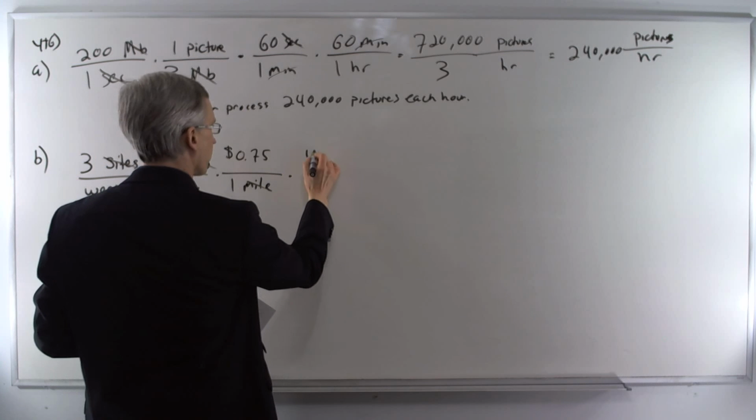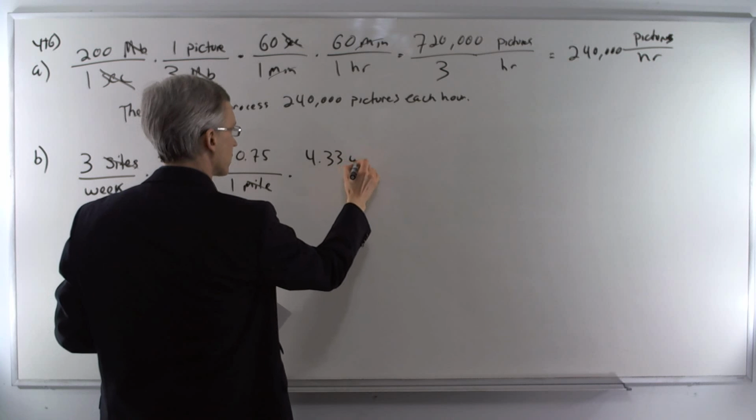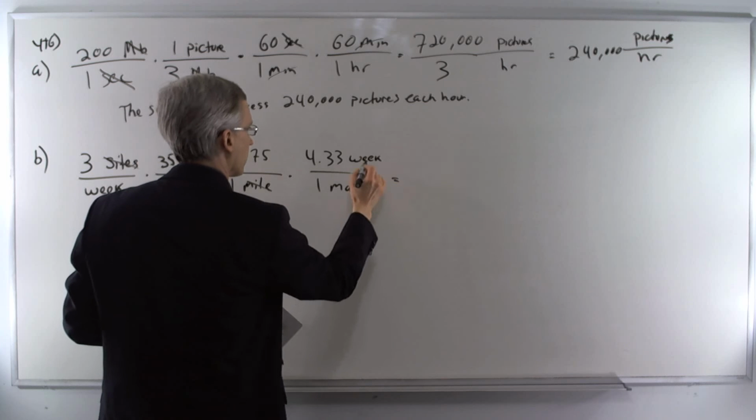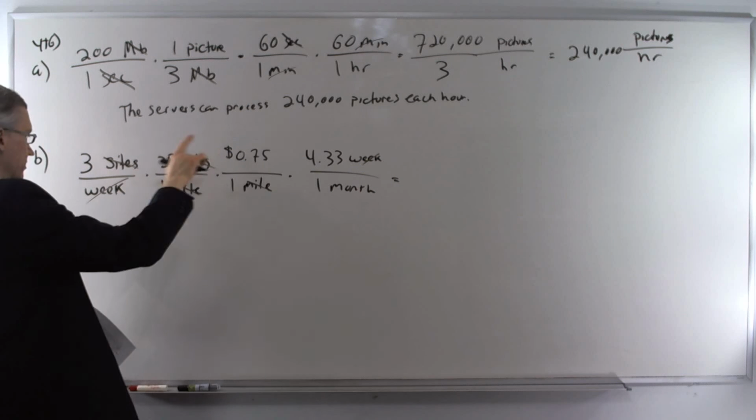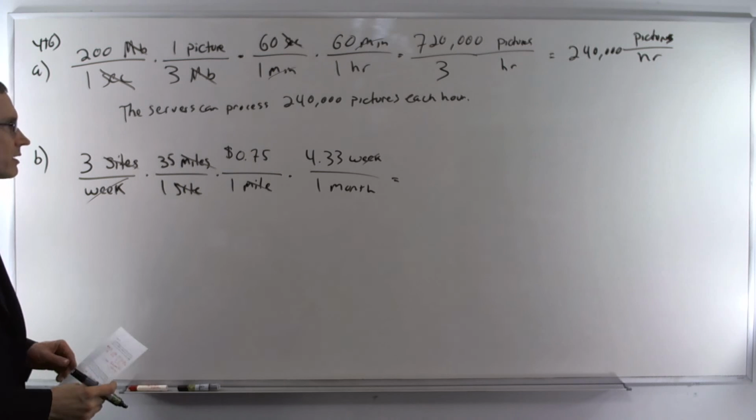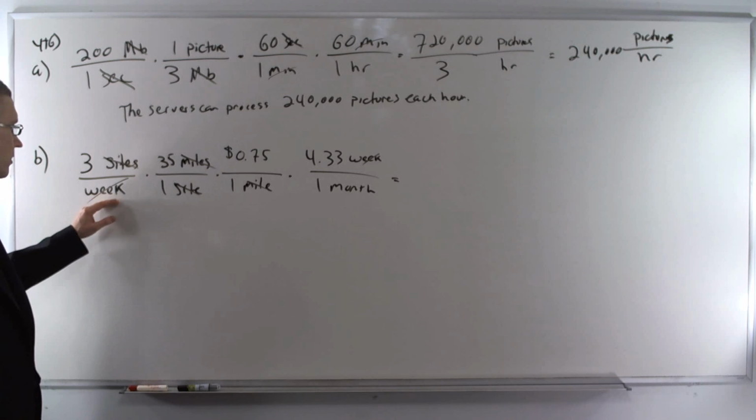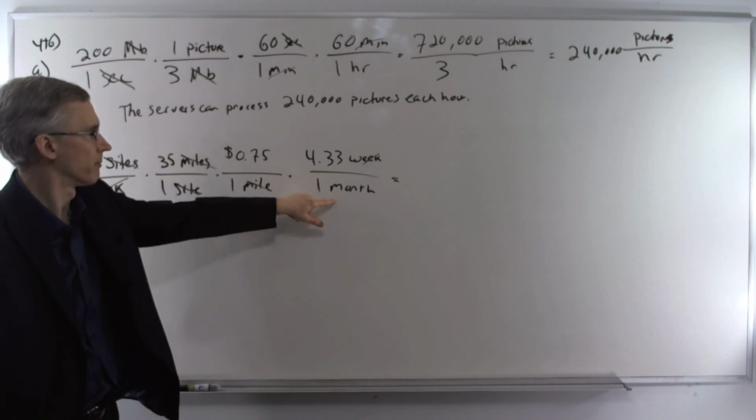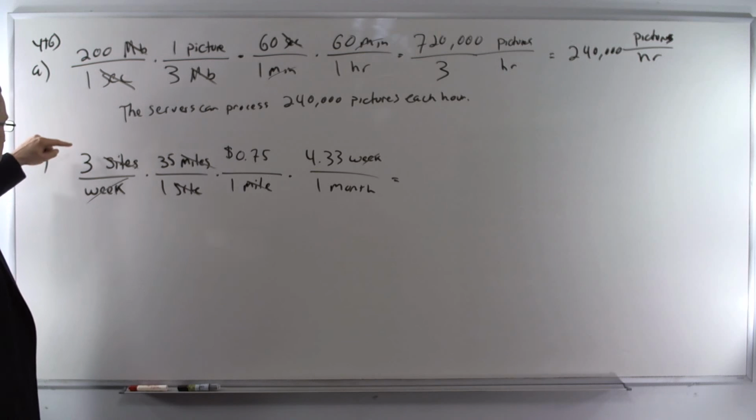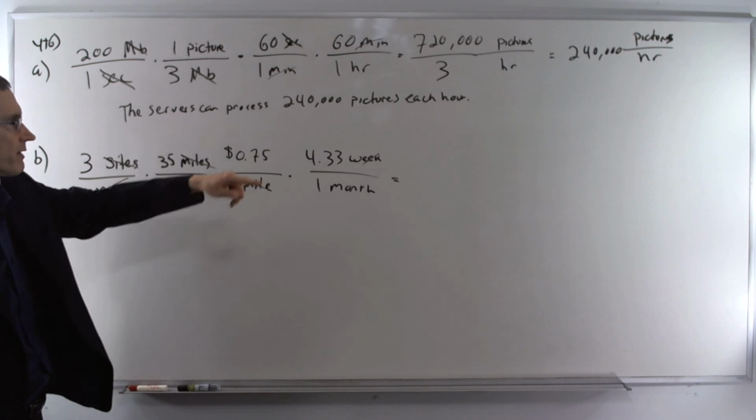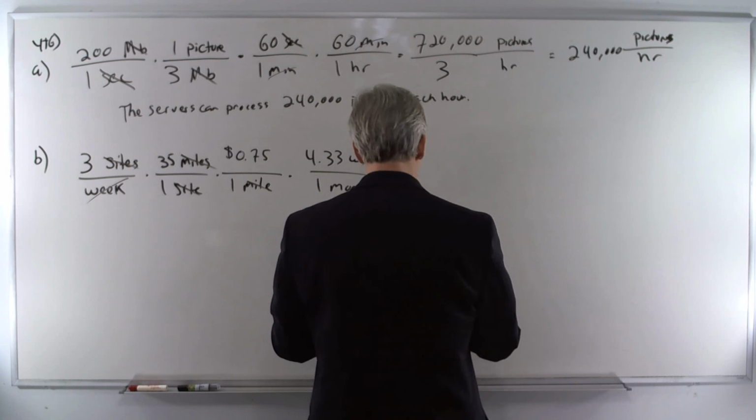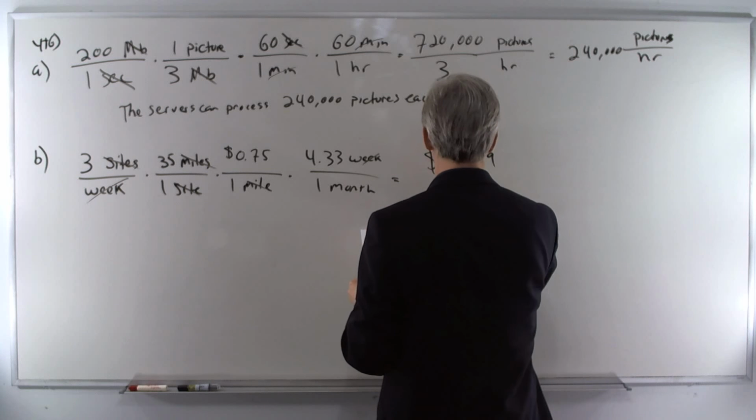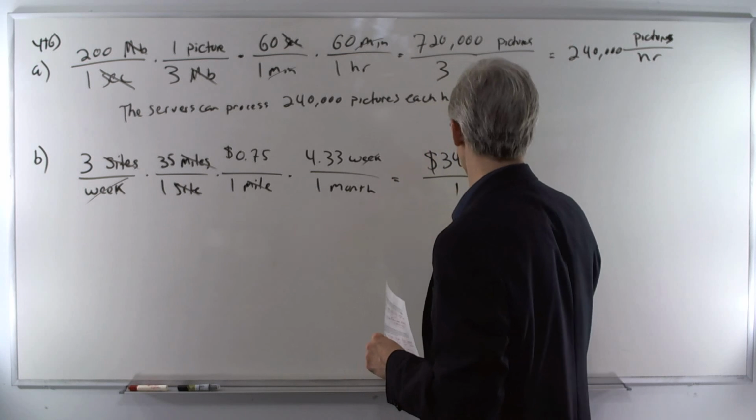And we're given that we have 4.33 weeks in 1 month. Weeks cancel. All right, so remember you can cancel across any fraction. Obviously it's on the top and bottom. And now we are ready to go because we're at dollars per month. That's exactly what we're looking for. We're going to multiply straight across: 3 times 35 times 0.75 times 4.33. And that gives us 340.99 if we round. And on the bottom, we're just multiplying ones all across there.